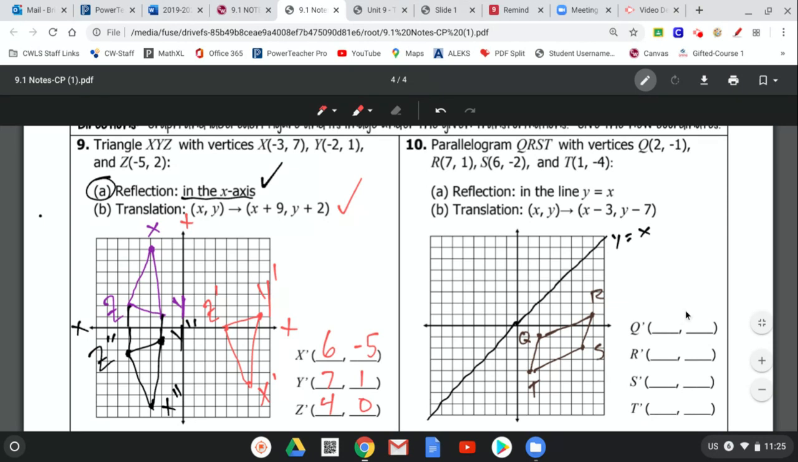All right, guys. So for number 10, I'm going to help you reflect it, but then I want you to do the translation part. So we reflect this over the line y equals x. Remember, this is where we count diagonally, or count up and over. We're going to count diagonally since we have a diagonal line.